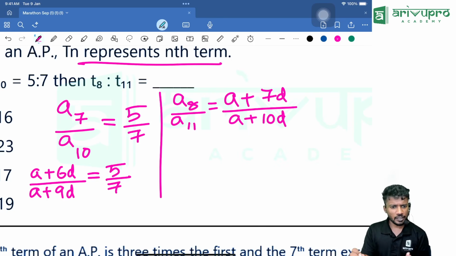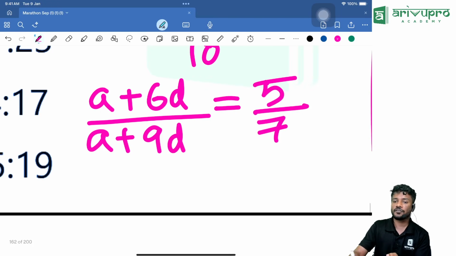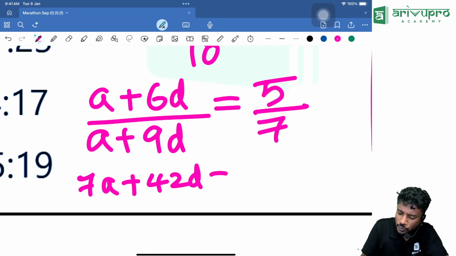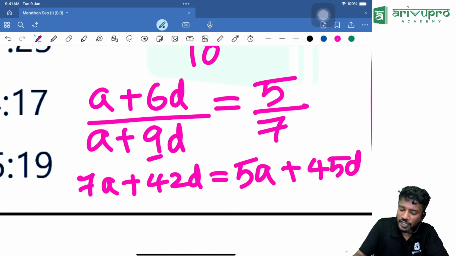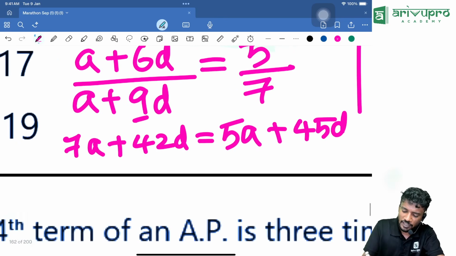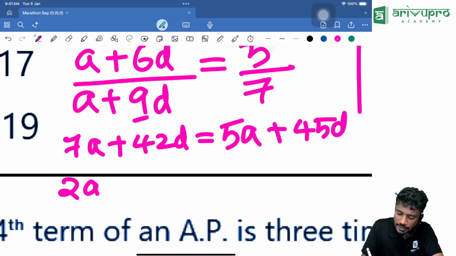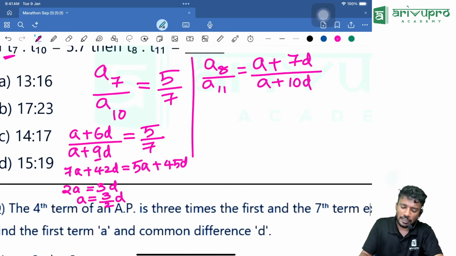So, we need to eliminate one of them. If you want to eliminate A, eliminate A. If you want to eliminate D, eliminate D. Using this, we will find the value of A in terms of D. Cross multiply. 7A plus 42D is equal to 5A plus 45D. How did it become 45? 9 into 5 is 45. A into 5 is 5A. Now, take 5A to the other side. 7A minus 5A is 2A. Take 42D to the other side. It will be 3D. So, A is equal to 3 by 2D.